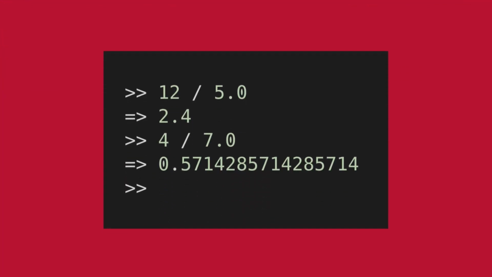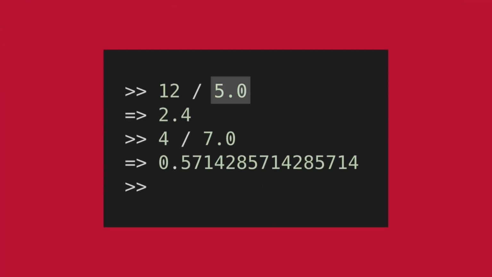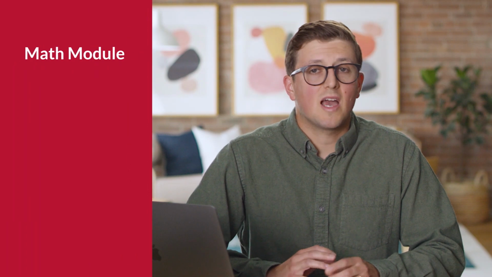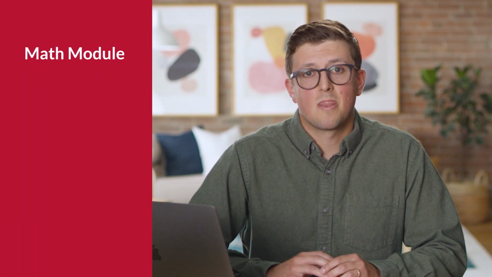If you want to use floating point division, one of the numbers in the operation has to be a floating point number. So we can replace, in the example, the 5 with 5.0, and we can see the result is printed as 2.4.